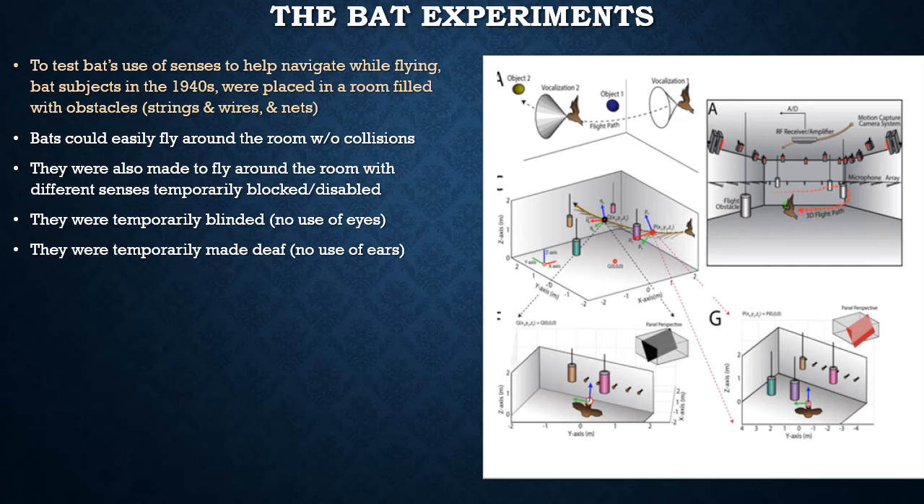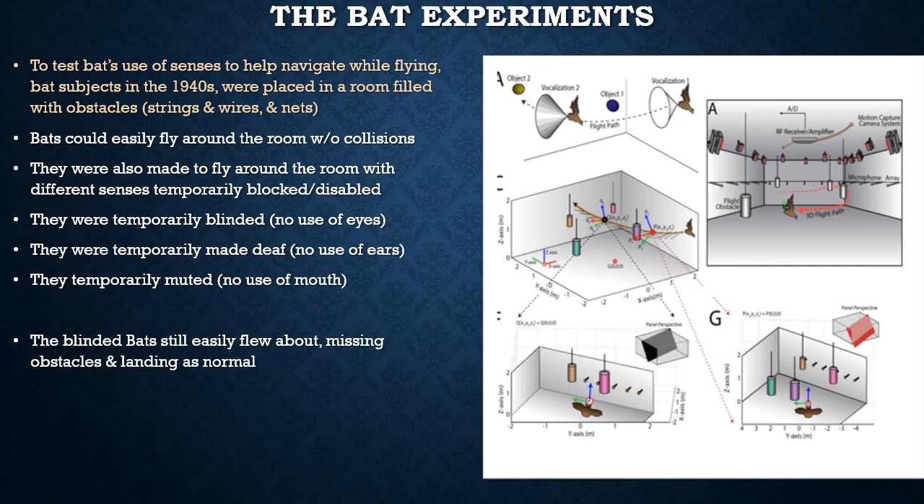In the case of their ears, they had a little tube going in the ears that they just filled with string to block their ears. And then I forget what it was that they used to make sure they couldn't open their mouth properly, but they were temporarily muted. They didn't kill any bats. They didn't permanently injure any bats, but they temporarily disabled each of these senses one at a time to test the bats and their ability to fly through this chamber.